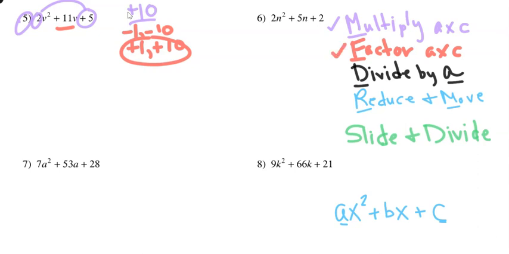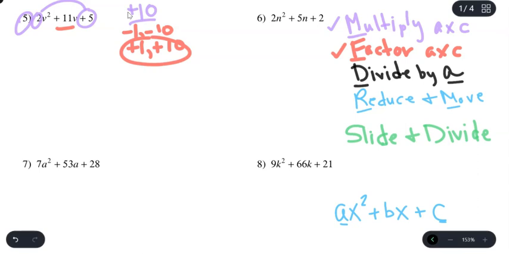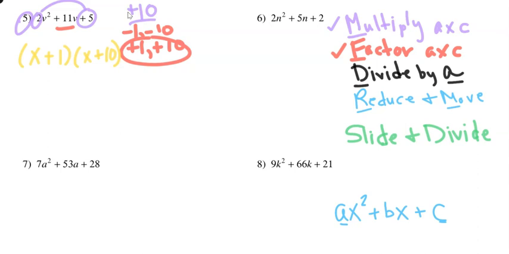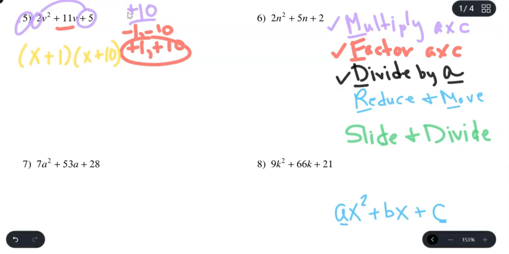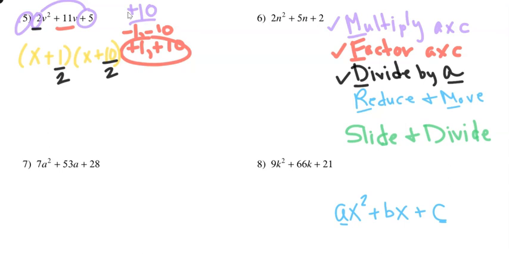So what the heck am I going to do now? Well, I'm going to set my two binomials just like this using my two terms. That's not the answer, though. I'm going to set those two factors, and then I'm going to use the divide by a. Well, what is my a term? It's 2. I'm going to take these two factors that I just got and divide them by my a term.